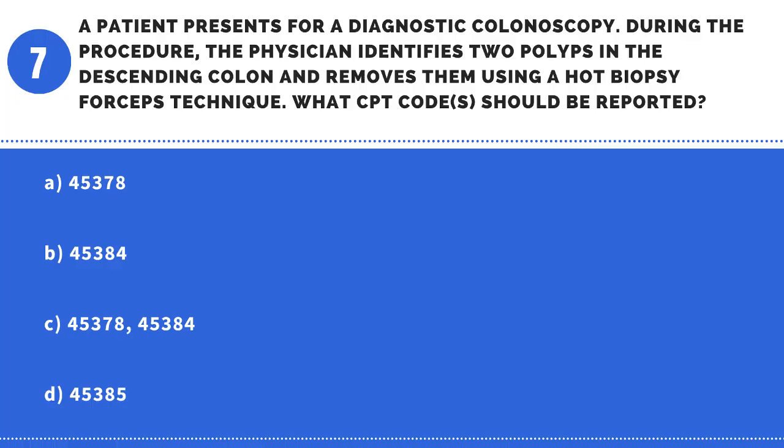Question 7. A patient presents for a diagnostic colonoscopy. During the procedure, the physician identifies 2 polyps in the descending colon and removes them using a hot biopsy forceps technique. What CPT code should be reported? A. 45378. B. 45384. C. 45378, 45384. D. 45385. Answer: B.